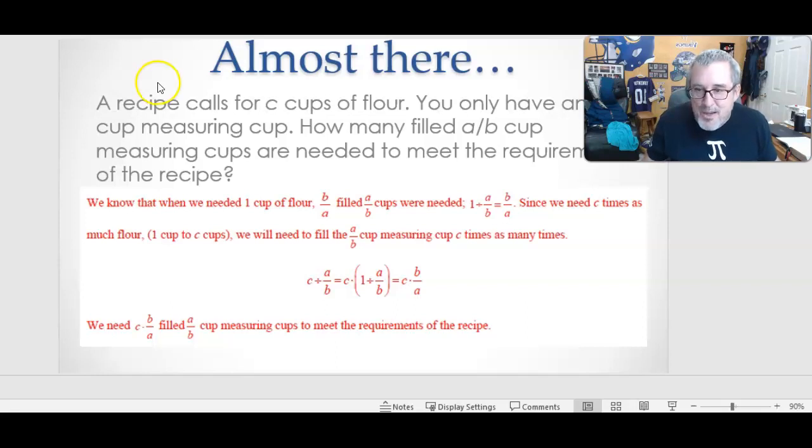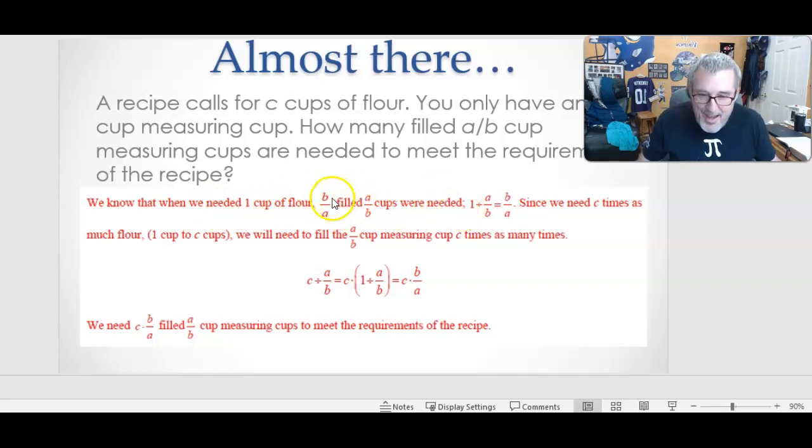So here it is. A recipe calls for not 1, but C cups of flour. You only have an A over B cup measuring cup. Now, A over B is A copies of 1 over B. Keep that in mind. How many filled A over B cups are needed to meet the requirement? So, if you think back to the last video, it starts with this. We know that we needed 1 cup of flour, then B over A filled A over B cups.